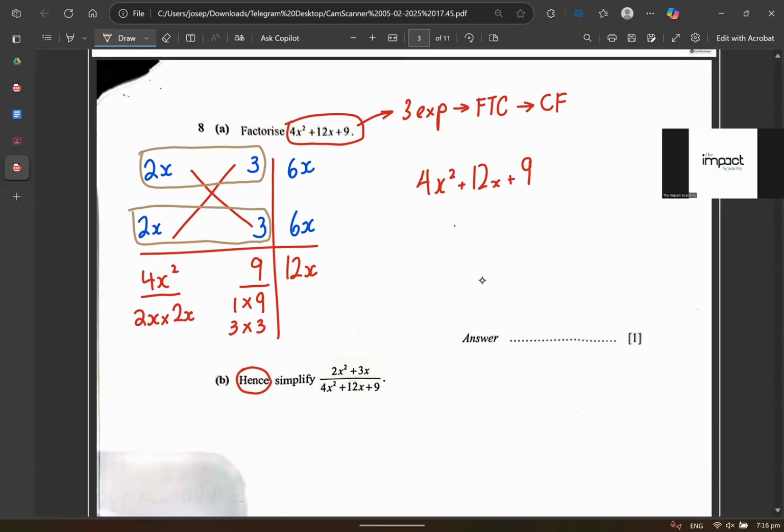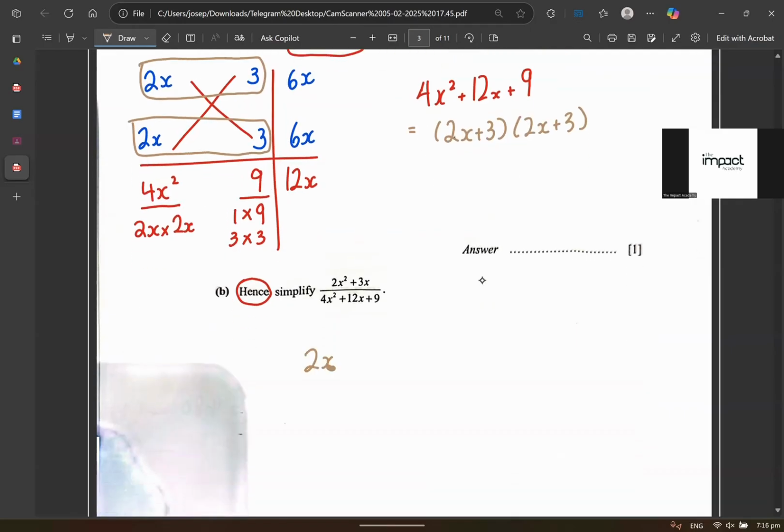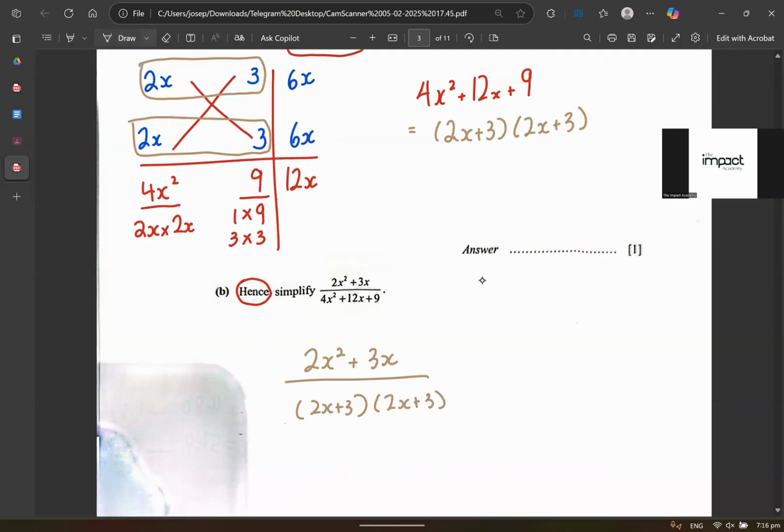Okay, so you have to be exposed constantly to the same question over and over again. You can see over here, right? It becomes 2x plus 3, 2x plus 3. Are you understanding or not understanding? So once you get this, of course, what you want to do now is say 2x squared plus 3x over, instead of writing 4x squared plus, you go and write 2x plus 3, 2x plus 3. True? Can you understand?